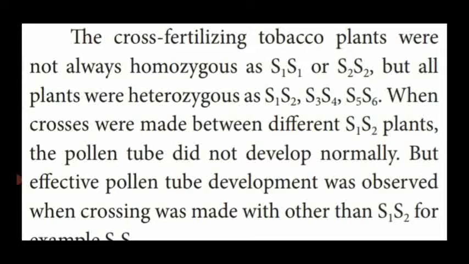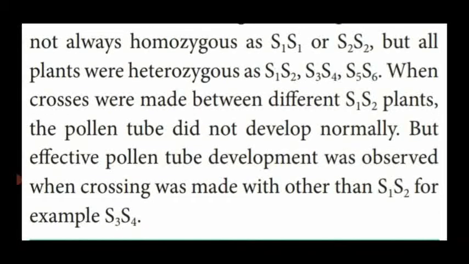So, if you are crossing the hybrids or a parental plant with S1, S2 alleles, with different S1, S2 alleles, crosses made between different S1, S2 plants, the pollen tube did not develop normally. But effective pollen tube development was observed when crossing was made with other than S1, S2. For example, S3, S4. That only I showed in the diagram. First one, S3, S4 is crossed with S1 and S2.